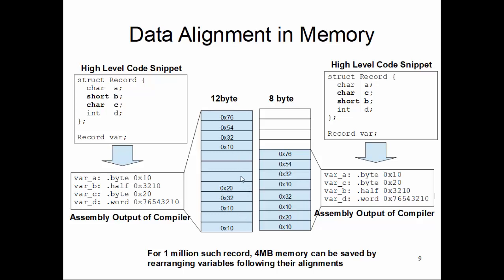It doesn't seem like much at the beginning, but assume you are actually handling and storing millions of such records with this structure in memory. For 1 million, you are actually wasting 4 megabytes of space, right? At the high level, you can reorder this like char, short, int, and then you will save that 4 megabytes of wastage, assuming you are using 1 million such records.